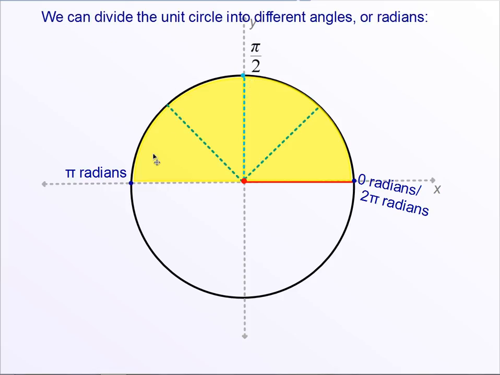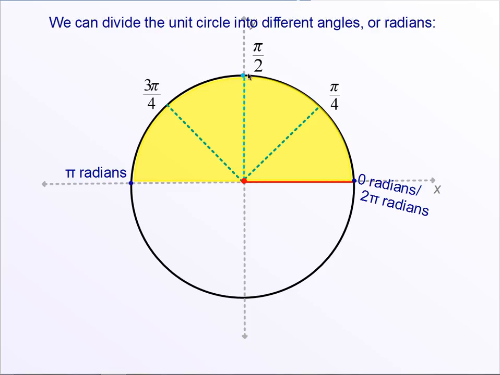Now I'm going to take that same half of my circle, that same pi radians, and I'm going to divide it into 4 equal pieces. So these are fourths. Here's 1/4 of the weight of pi. 2/4 of the weight of pi is the same as 1/2 pi. 3/4 of the weight of pi, and 4/4 of the weight of pi.